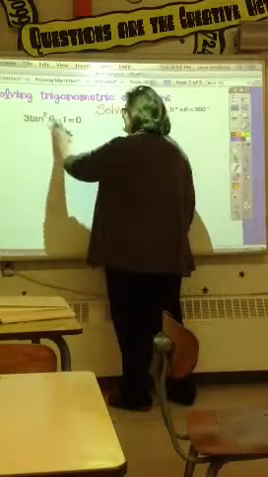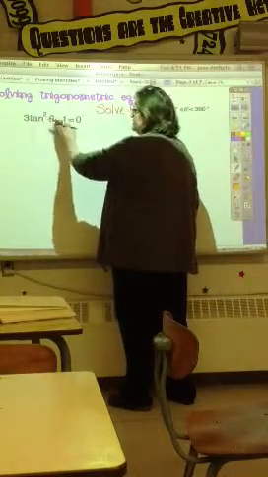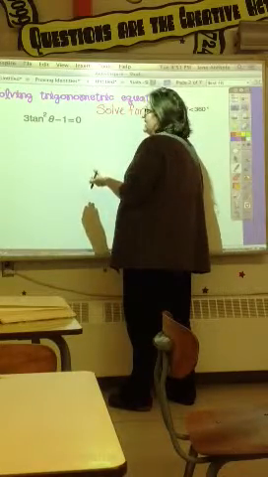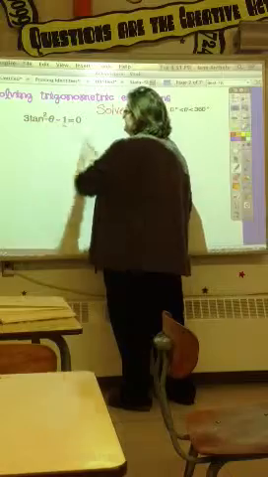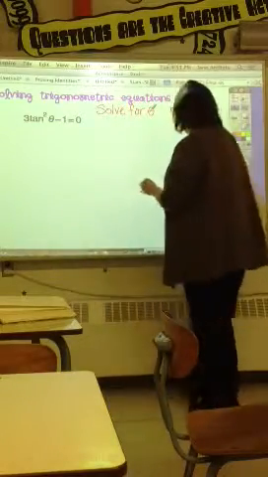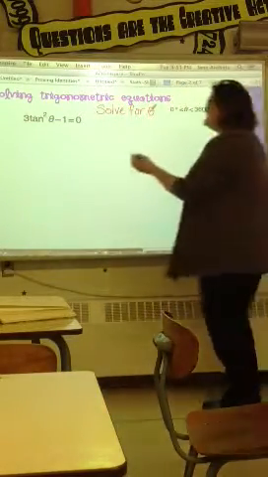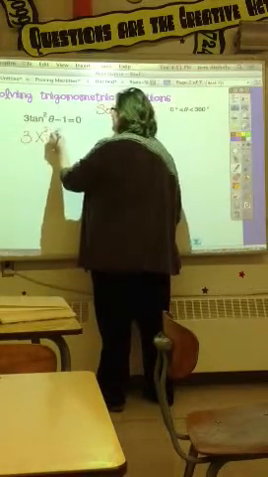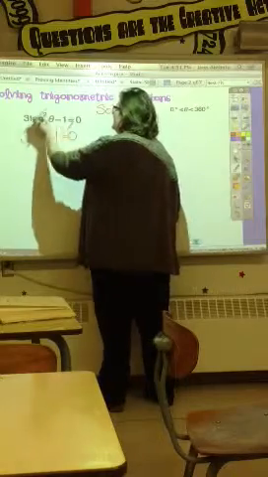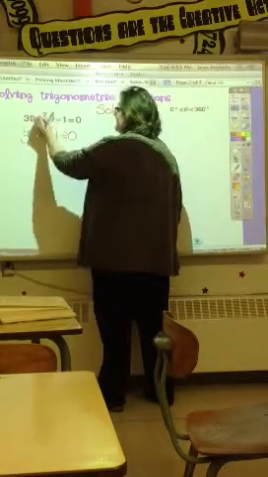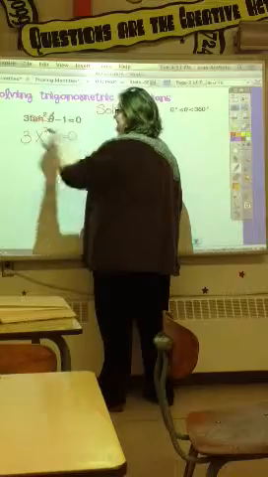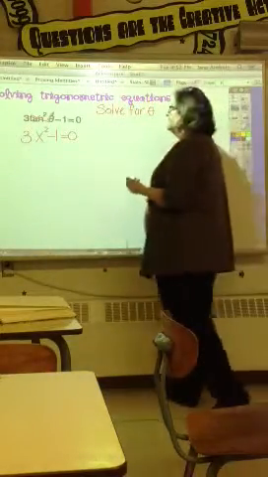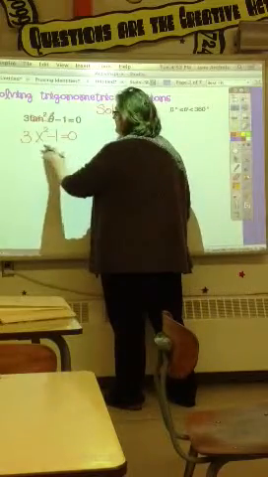And this is kind of nice because it's already in terms of one function. We don't have tangent and sine, or secant and cosine. It's already in terms of tangent. So if you think about it, think of it as like 3x squared minus 1 equals 0, where the tangent of theta is equal to x. And so it becomes a problem like this one.